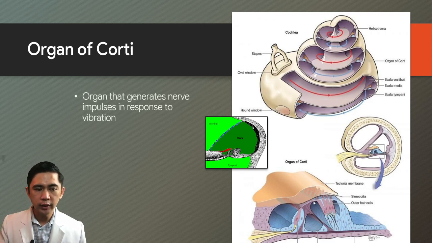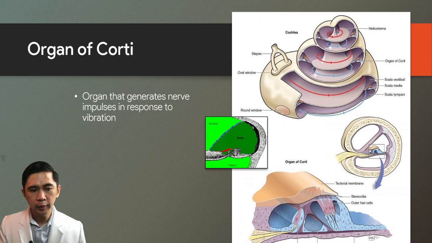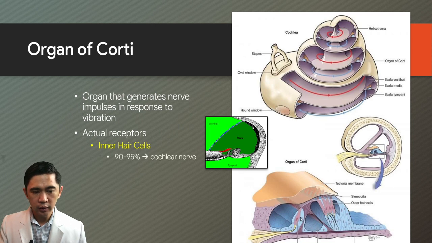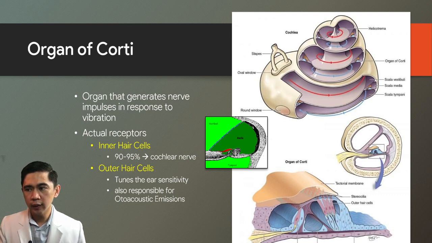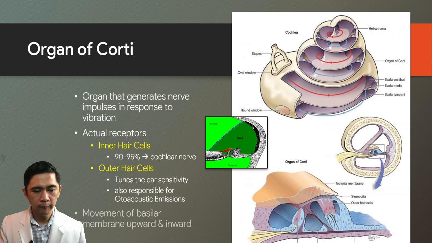The organ of Corti is the organ that generates nerve impulses in response to vibration. The actual receptors are the inner hair cells, which are in contact with the auditory nerve, and the outer hair cells, which are there to tune the ear sensitivity. These also are the ones responsible for the otoacoustic emissions, which we use in newborn hearing screening.